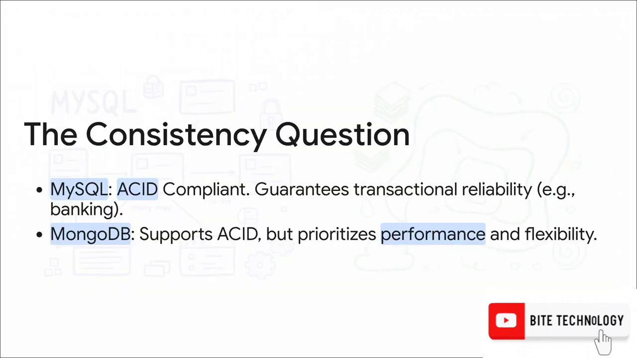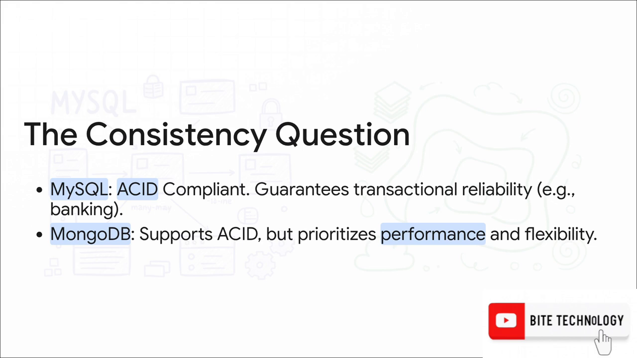This next one is a huge deal. Consistency. How do you make sure your data is always 100% correct? Well, MySQL is built from the ground up to be ACID compliant. All you really need to know is that it's a super strict guarantee. Think of a bank transaction. It either goes through perfectly or it fails completely and everything rolls back. There's no in between. Correctness is priority number one.